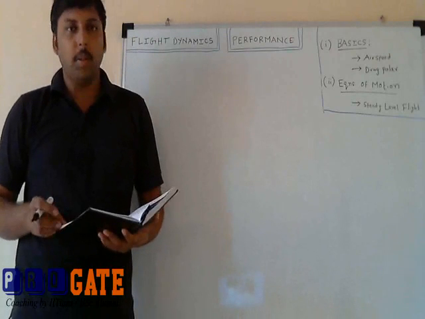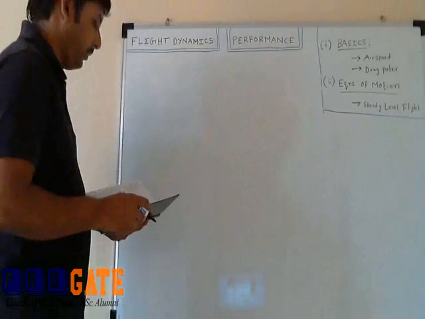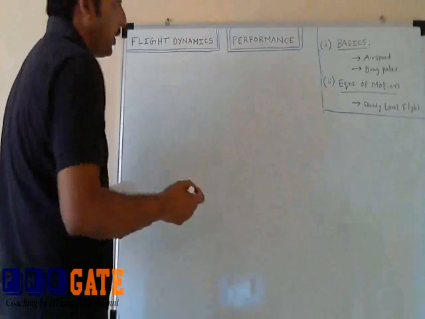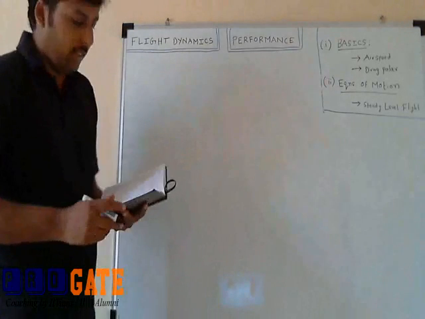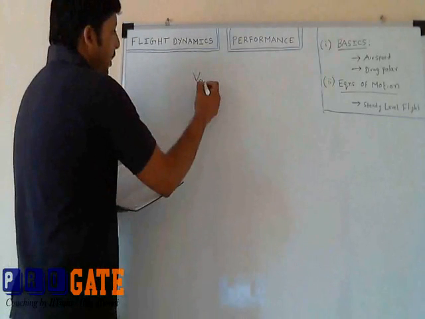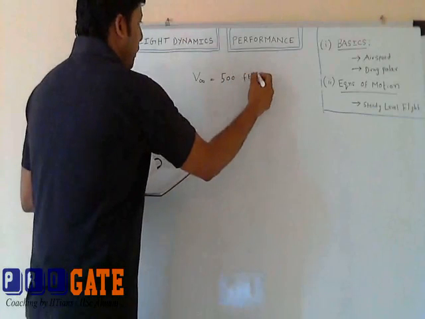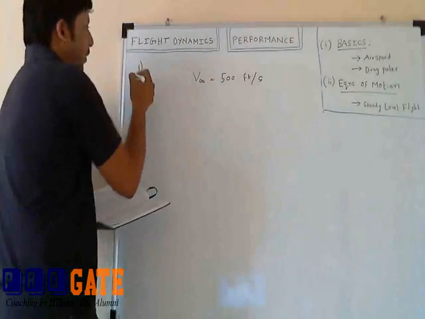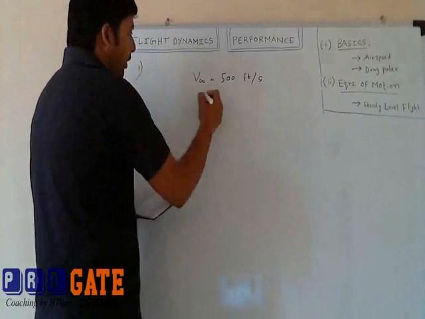Let us solve a few problems related to equations of motion, and we use all the expressions we have derived. An aircraft is flying at a speed of 500 feet per second. So V infinity is 500 feet per second at an altitude of 30,000 feet.